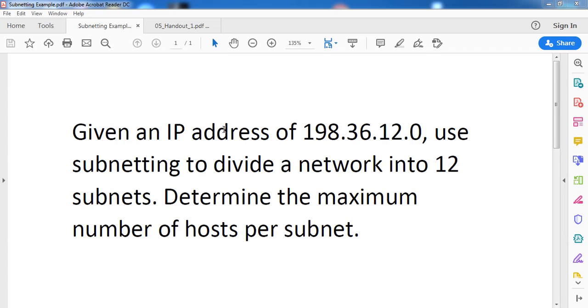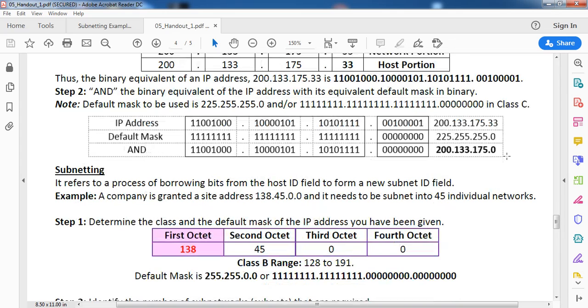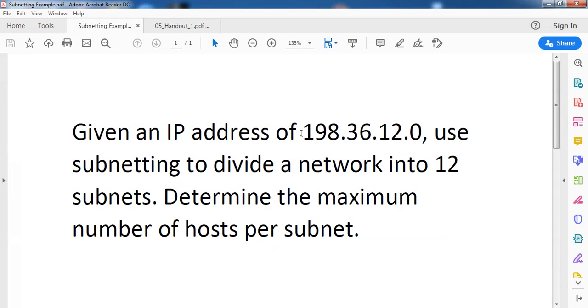Although we could solve this with a number of steps, we'll use the steps provided in the handouts so that we'll get used to the proper subnetting process. So let's go back to the handout just to determine the steps that we need. First, we need to be able to determine the class and the default mask of the IP address we have been given.